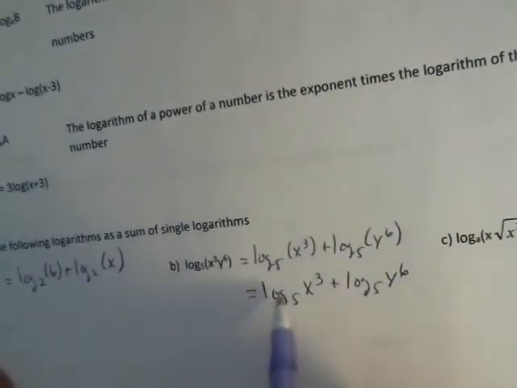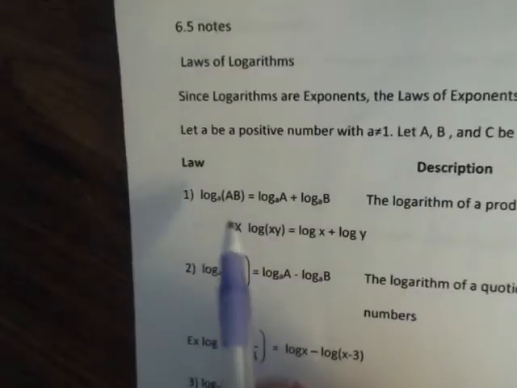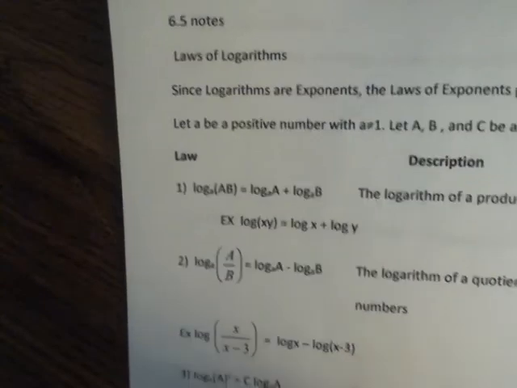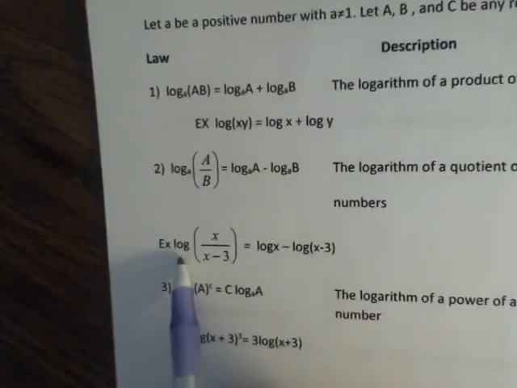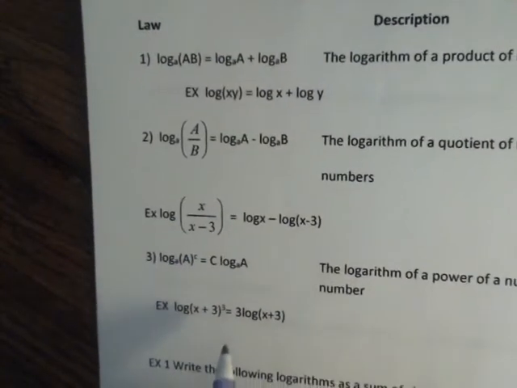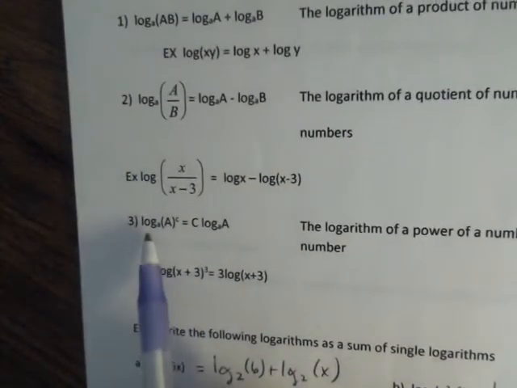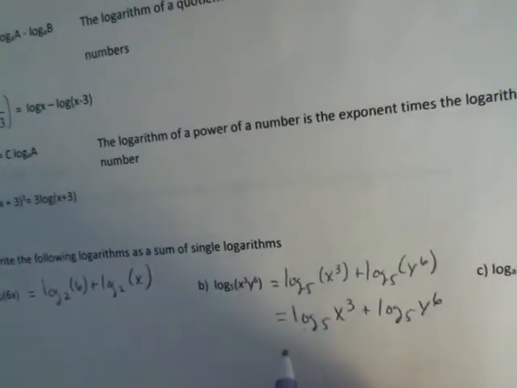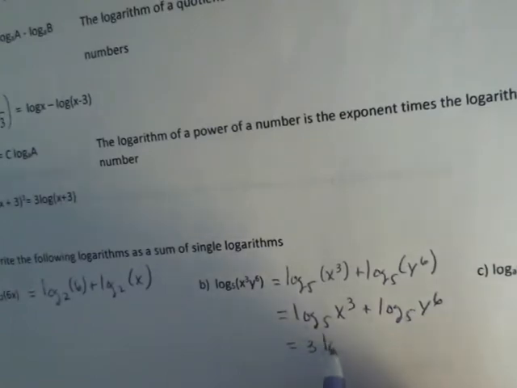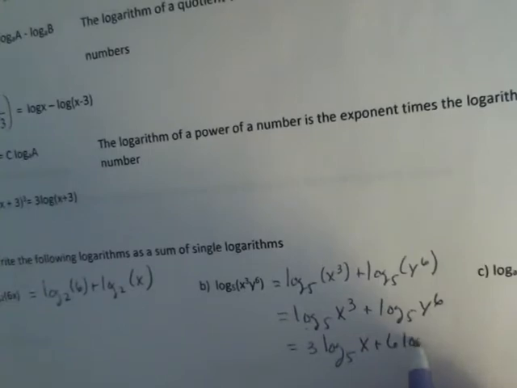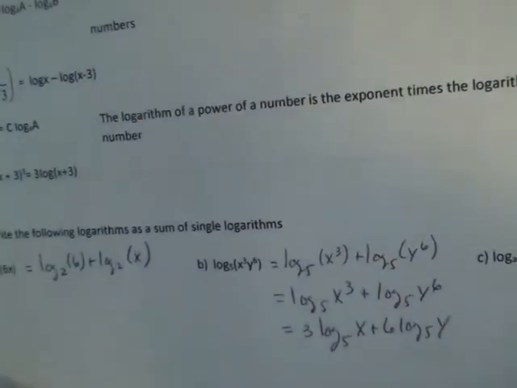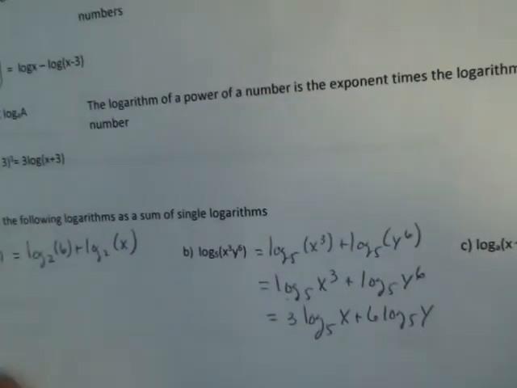So once I separate using one law, I look at single logs because all of these laws on the left side relate to single logarithms, and they tell us what we can do. So I look at each single log, and each one I have looks like law 3 here. So that tells me I just say this is 3 log base 5 of x plus 6 log base 5 of y. And you're done.